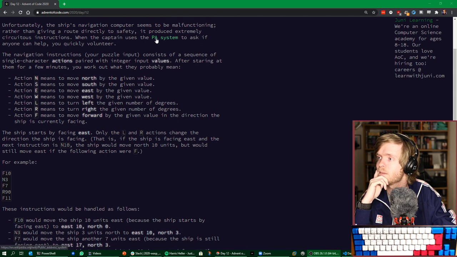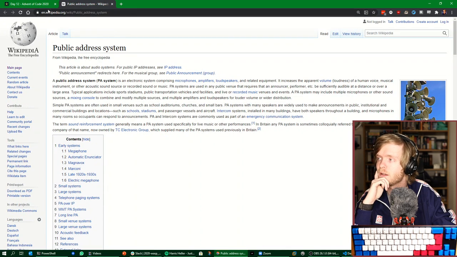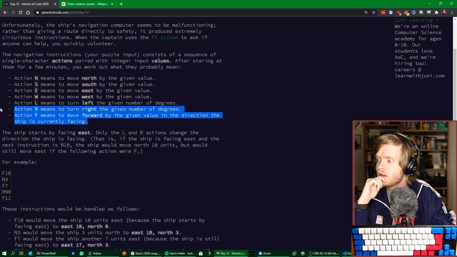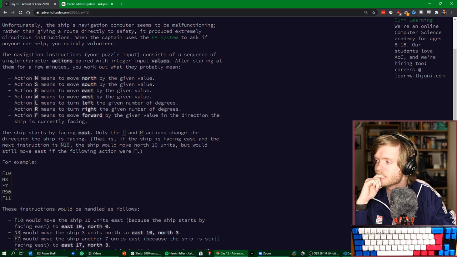Where the captain uses the PA system to ask if anyone can help, you quickly volunteer. Navigation instructions. Your puzzle input consists of a sequence of single character actions paired with integer input values. After staring at them for a few minutes, you work out what the problem means. It's north, south, east, west, left, right, forward. Action F means to move forward by the given value in the direction the ship is currently facing. Ship starts facing east.